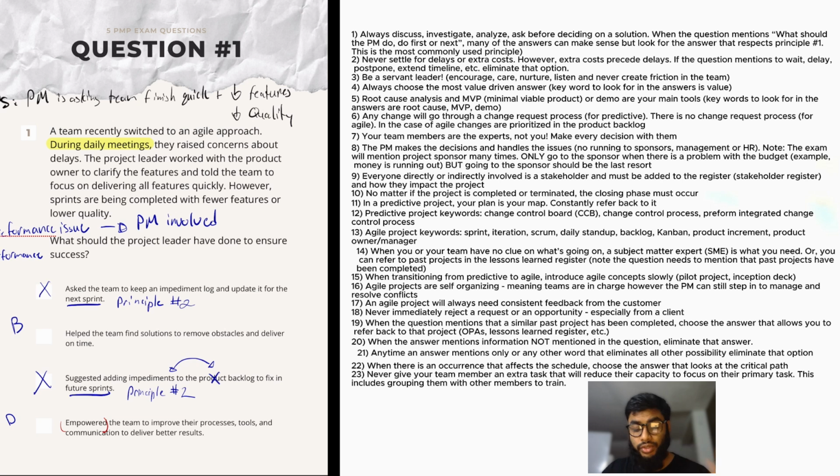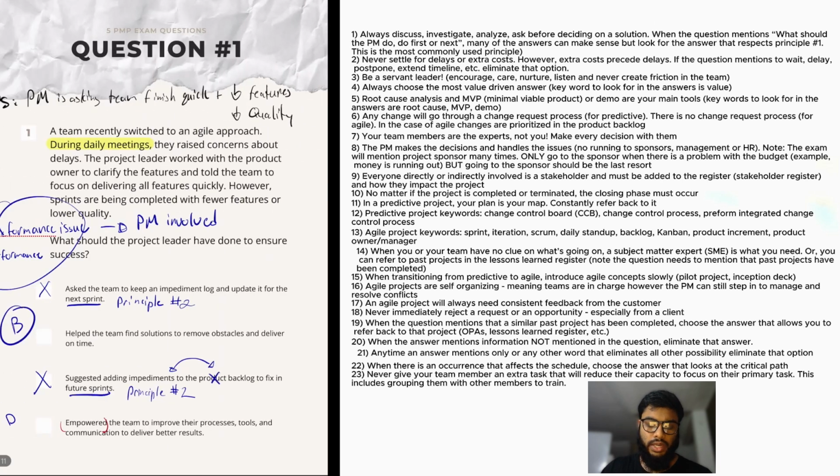So the best answer here is going to be B. Help the team to find solutions. If the problem was just a casual disagreement, no problem. D should, well, in this case, not D, but you should let your team self-organize and handle it themselves, okay? So there's a little trick here, but just remember this fundamental rule: if there's a performance issue, the PM gets involved. Great.